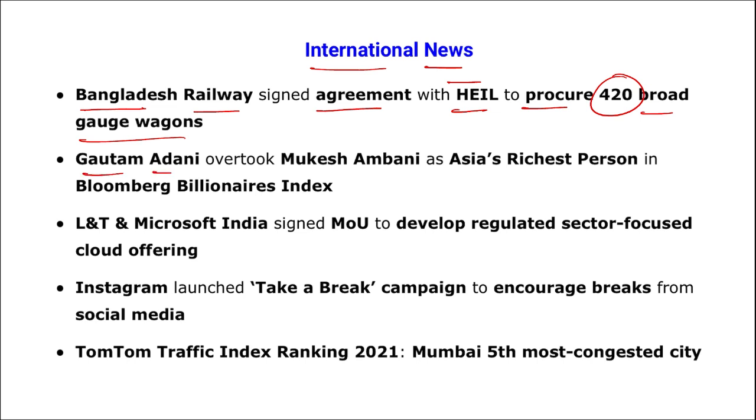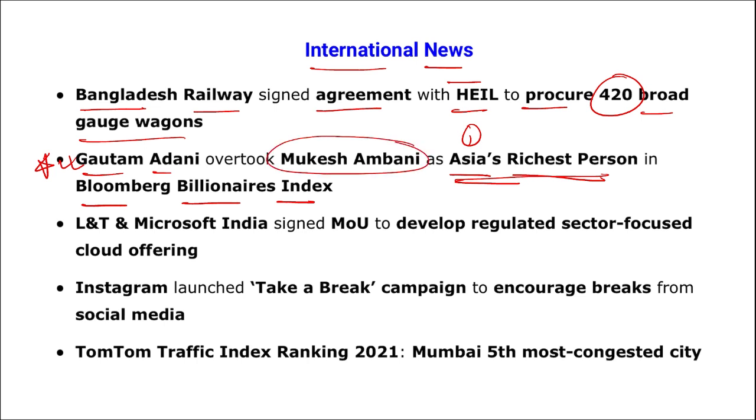Next is Gautam Adani has taken over the place of India's richest person or Asia's richest person in the Bloomberg Billionaires Index. I repeat, this question can be framed in two ways. One, it will be asking you who is the Asia's richest person. According to BBI, it will be Gautam Adani, and it can also be asked that Gautam Adani has taken over whose place. It was, or he has replaced whom? He has replaced Mukesh Ambani as the Asia's richest person.